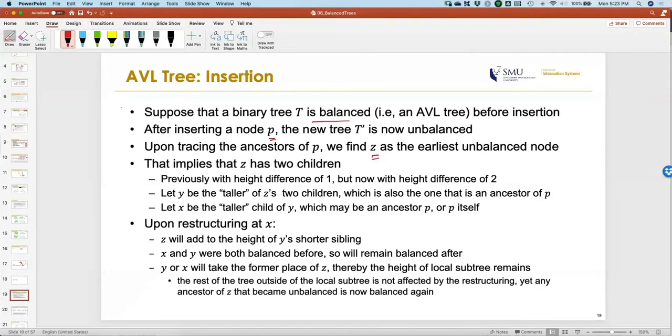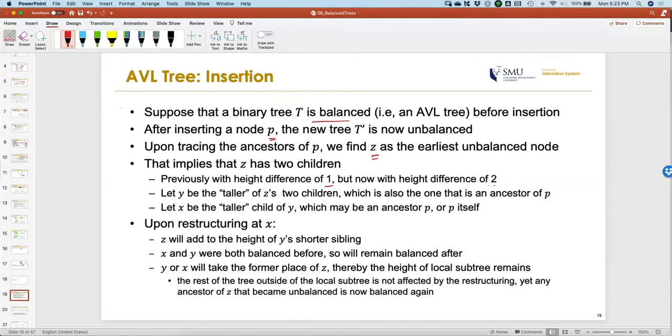So that means it's earliest, right? That means you start from P, and then you keep going up, walk up to the parent, to the grandparent, to the great-grandparent, until you encounter a specific node that is unbalanced. And the unbalanced node is the one with two children, left and right. And then they're going to have a height difference of more than 1. Okay, now that implies that Z has two children, right? So Z here is the earliest unbalanced node. Z has two children. Previously the height difference is 1, but now the height difference is 2.